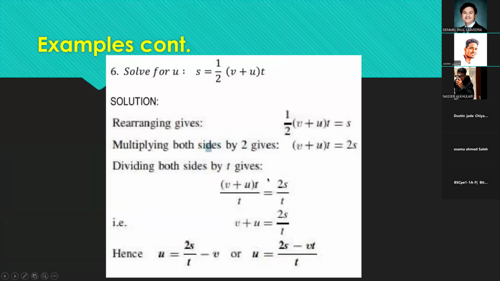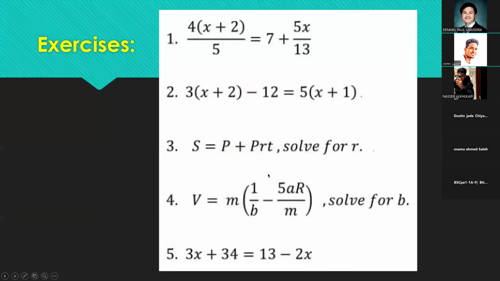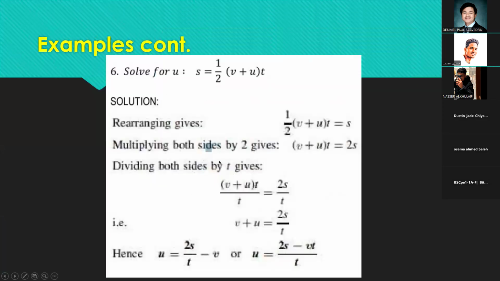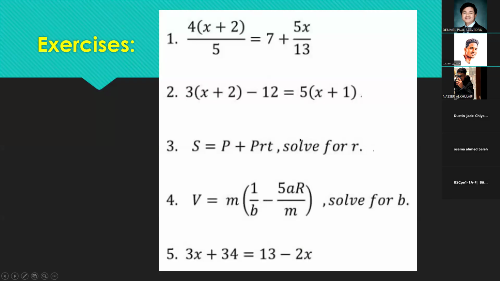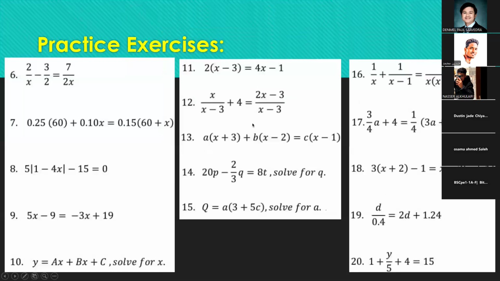So where did we stop? Here, number six. Okay, so six and then exercises. I would just let you do this one next week once we have our face-to-face meetings. We'll skip this one for now. So practice exercises. Please do answer this one as early as now so that you can master or enhance your transposing skills.